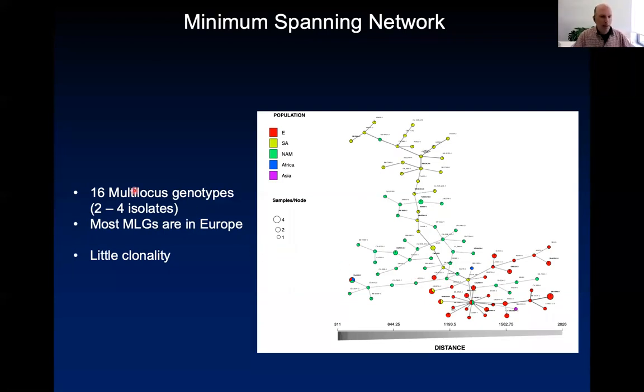But the other main point here is that we found relatively few multi-locus genotypes. The largest multi-locus genotypes only had 4 isolates in them, and I think there were only 2 of those. The rest only had 2 or 3 isolates in them. So what that means is that there's very little clonality in these populations. There's a lot of genetic diversity in them.